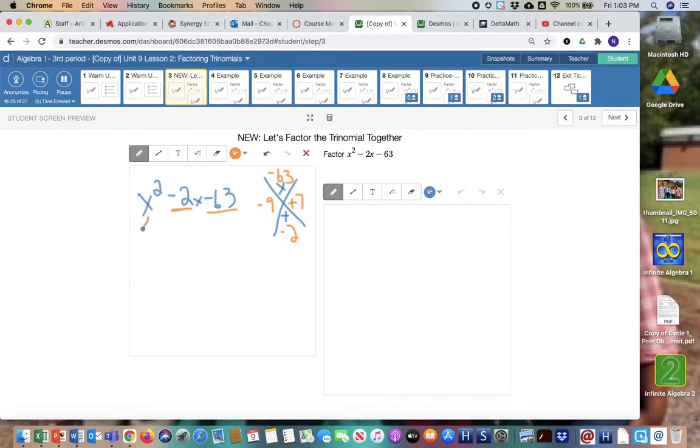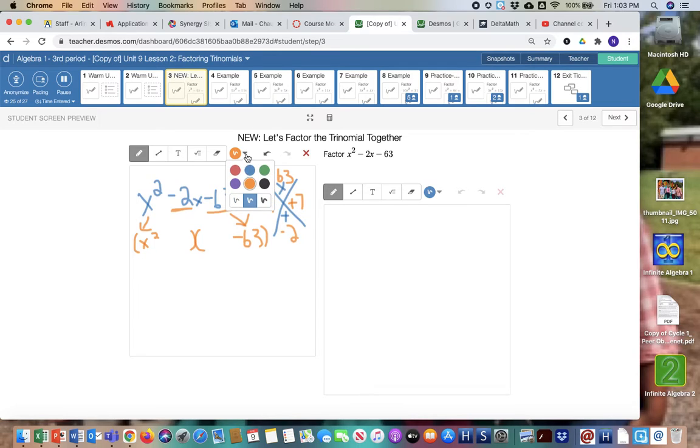Okay, so the next step is we're going to bring down our first term. This process is called factoring by grouping. Bring down that first term, it doesn't change, nothing happens. Leave some space, close parenthesis, open parenthesis, leave some space. And then you're going to bring down that last term, the -63.